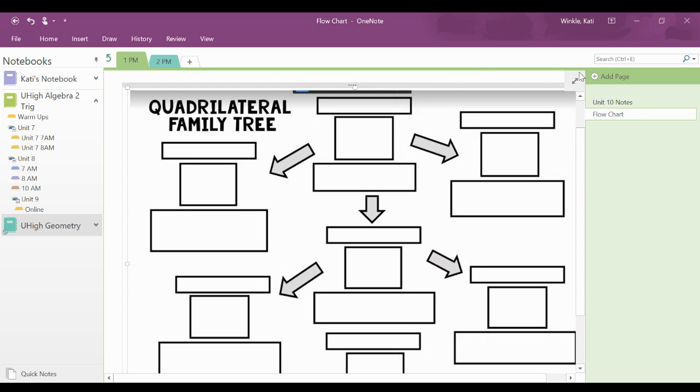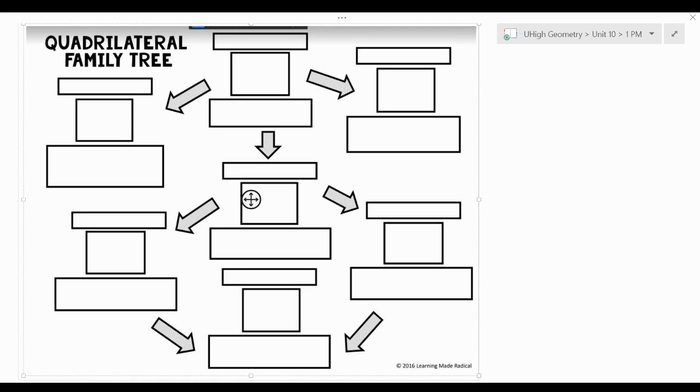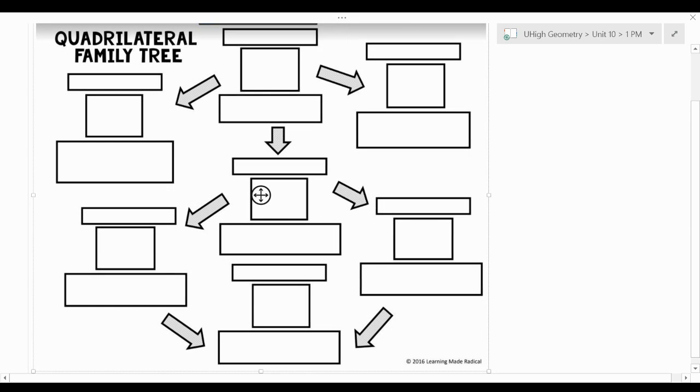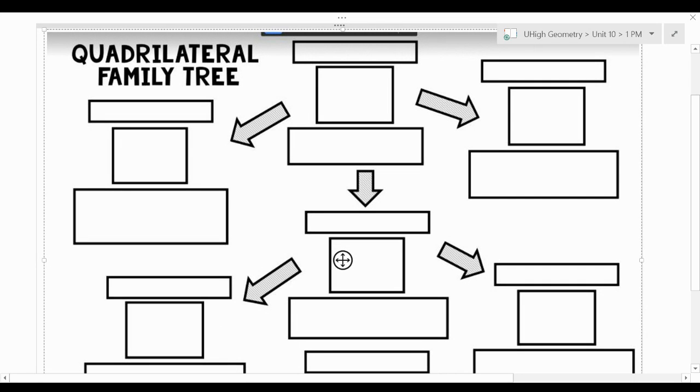Alright guys, so now I am going to go ahead and switch over to this quadrilateral family tree. I know that this isn't in your notes, but I do want to fill it out because I think it is a really good way to see the connections. I'm going to post this on the Google Classroom along with everything else for today. If you would like to print it out, I would encourage that.